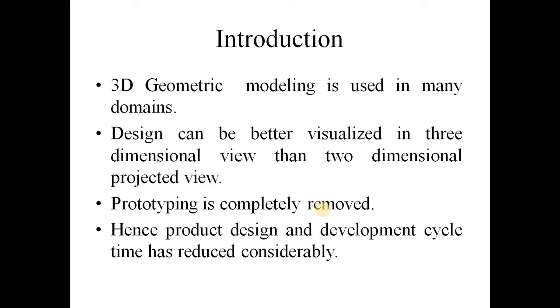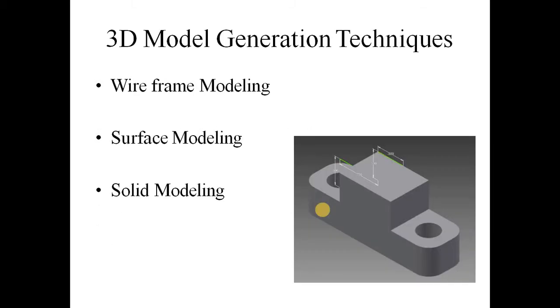Now because of this prototyping and its testing part is removed from the product design steps, the products are rapidly coming into the market. So product life cycle time has been reduced considerably. Now there are various 3D model generation techniques such as wireframe modeling, surface modeling and solid modeling. So we'll see these three 3D model generation techniques one by one.